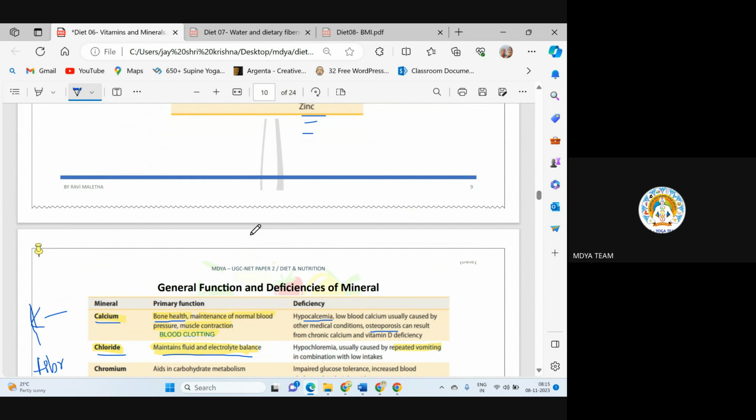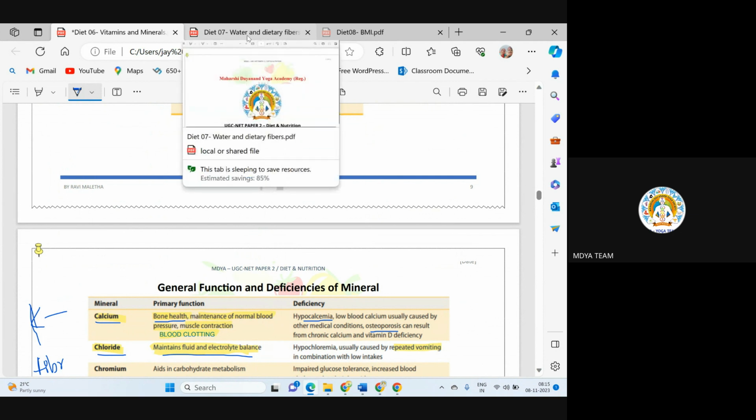Is anyone having any doubt in this vitamins and minerals section? Is there any? No, sir. Okay.